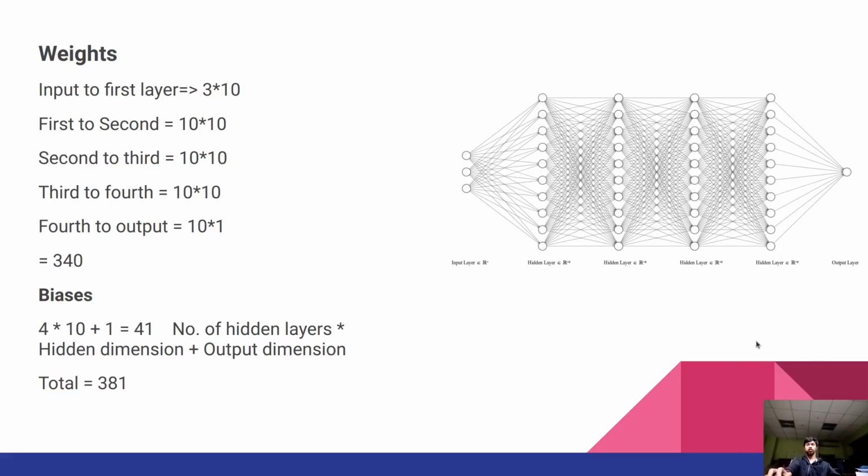Okay, so if there is more than one output, then the bias will be 4 into 10 plus the number of outputs. We have to add the number of outputs, right? Yes, right. Okay. Thank you.